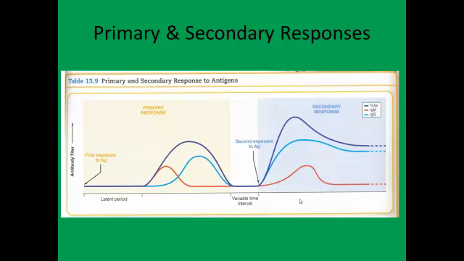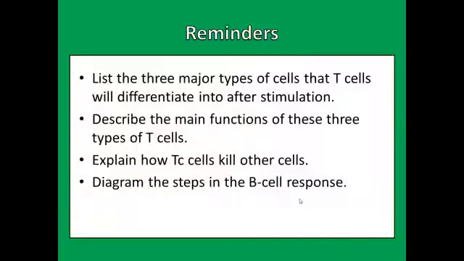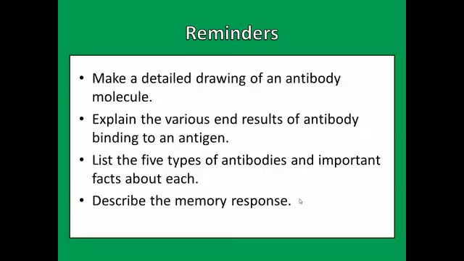So hopefully you will now be able to list the 3 major types of cells that T cells will differentiate into after stimulation, describe the main functions of these 3 types of T cells, explain how TC cells kill other cells, diagram the steps in the B cell response, make a detailed drawing of an antibody molecule, explain the various end results of antibody binding to an antigen, list the 5 types of antibodies and important facts about each, and describe the memory response.